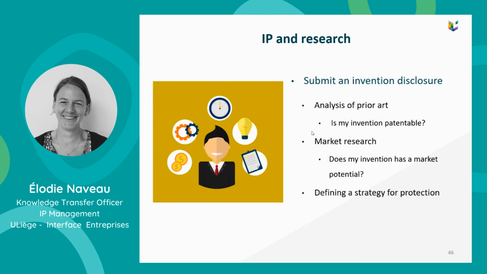We will analyze with the researcher the prior art to see if the invention is patentable. And we will also do a market search to see if there is some interest in the market for the invention. Is there a potential to find companies interested? Or we evaluate if there is a potential to create a new company. With all this analysis, we can define a strategy for protection.